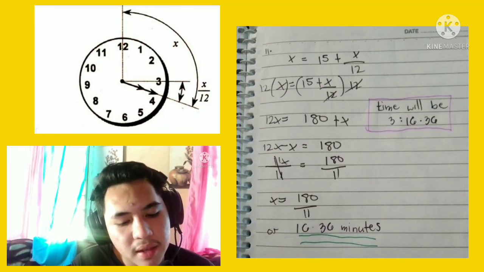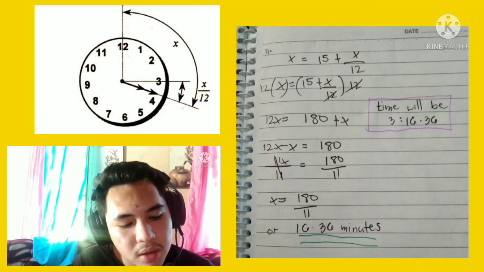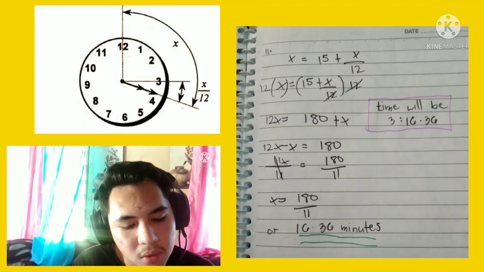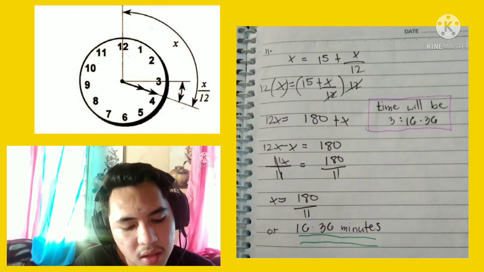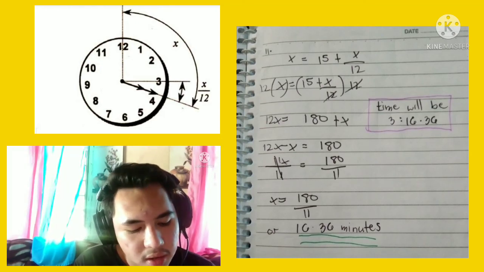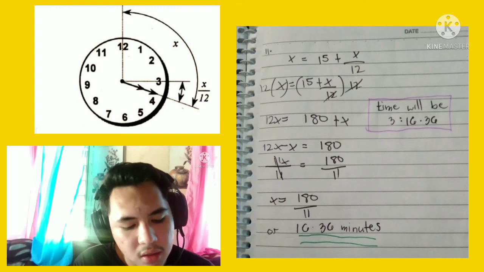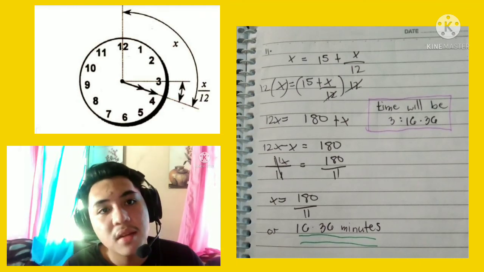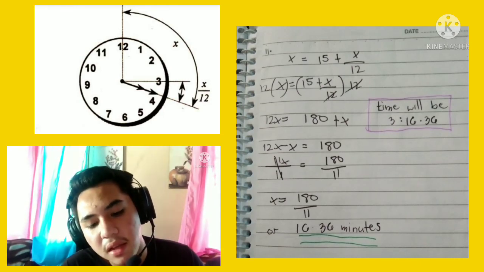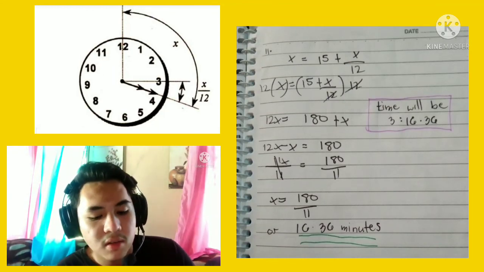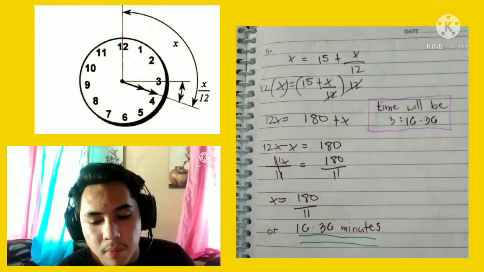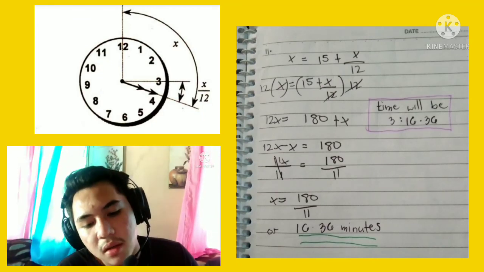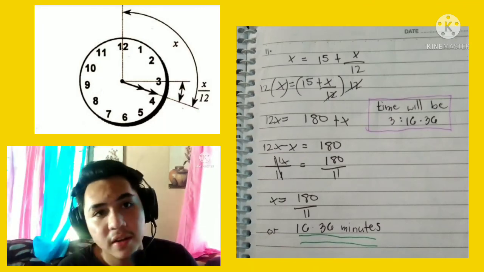So we can multiply both sides by 12. So we have 12x equals 180 plus x. So move x to the other side. So 12x minus x equals 180, so 11x over 11 and 180 over 11, and our x will be 180 over 11, or 16.36 minutes. So our time will be 3:16.36.